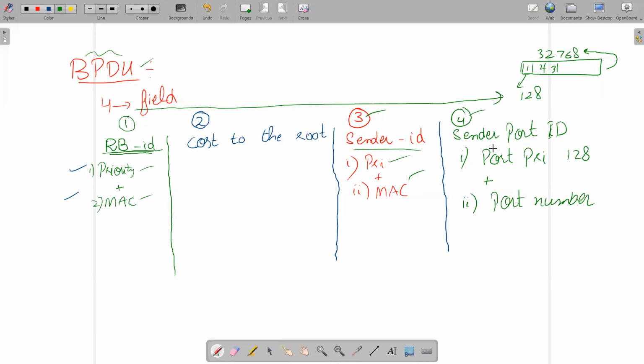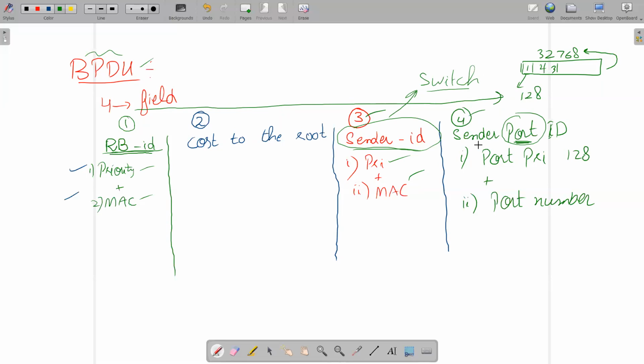And the fourth field is sender port ID. We are talking about the sender's port. Over here, we are talking about a switch. So these are the differences you need to understand. Whenever I'm saying sender ID, that means we are talking about the whole switch.